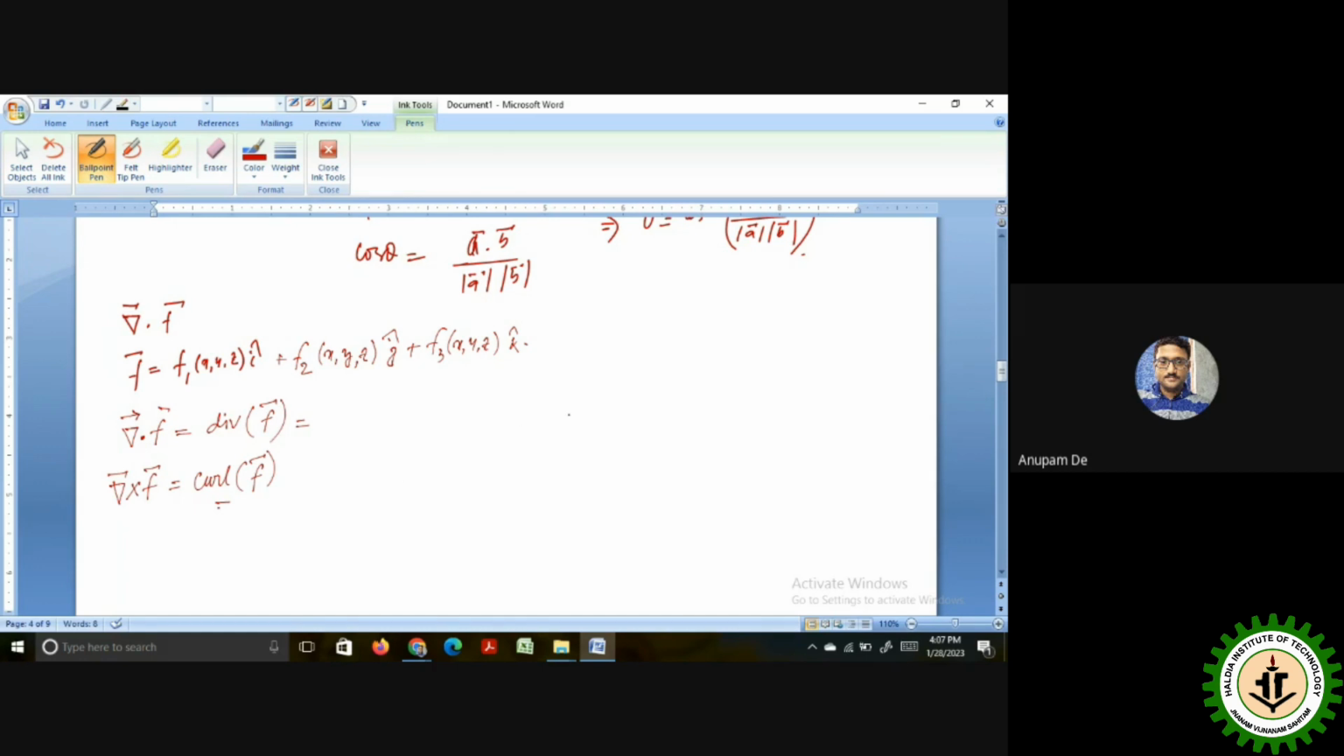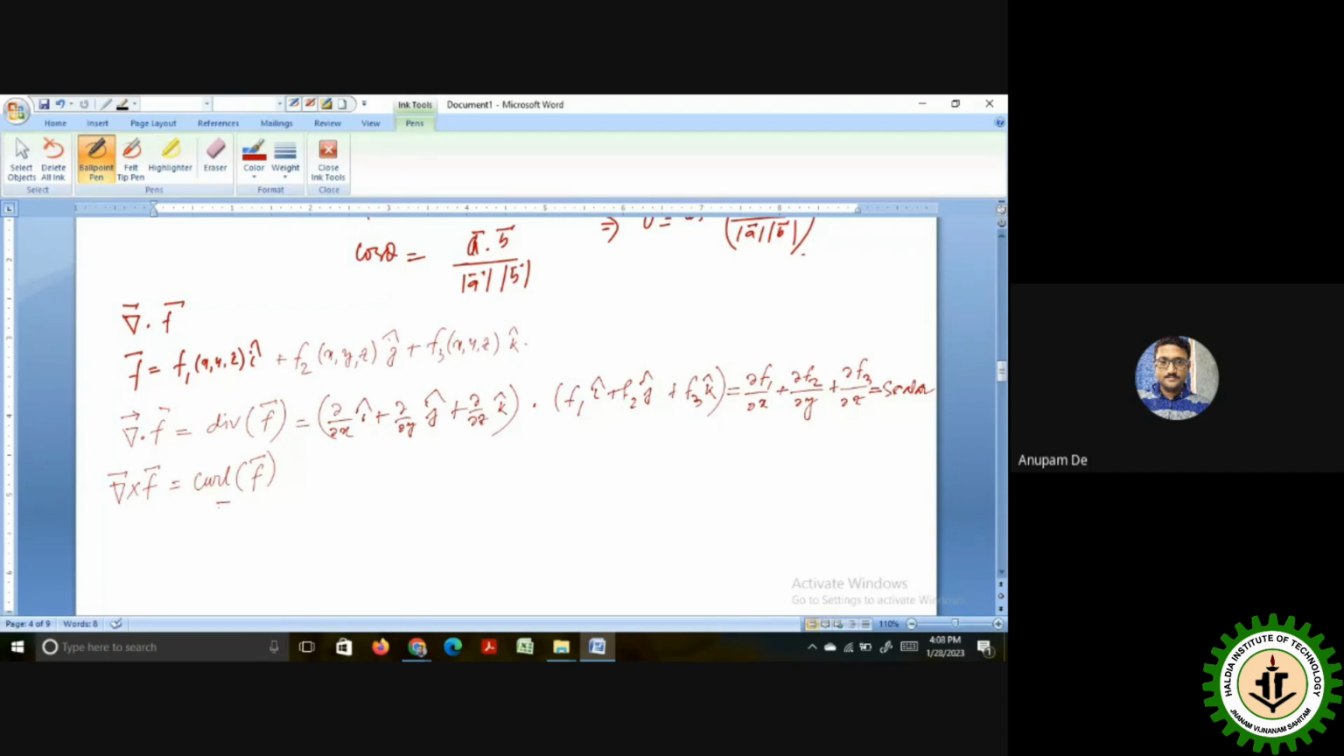Whenever you find the divergence of f, it will be del x of i plus del y of j plus del z of k, dotted with f1 i plus f2 j plus f3 k. Then what you get is del f1 by del x plus del f2 by del y plus del f3 by del z. You can see this is a scalar quantity.